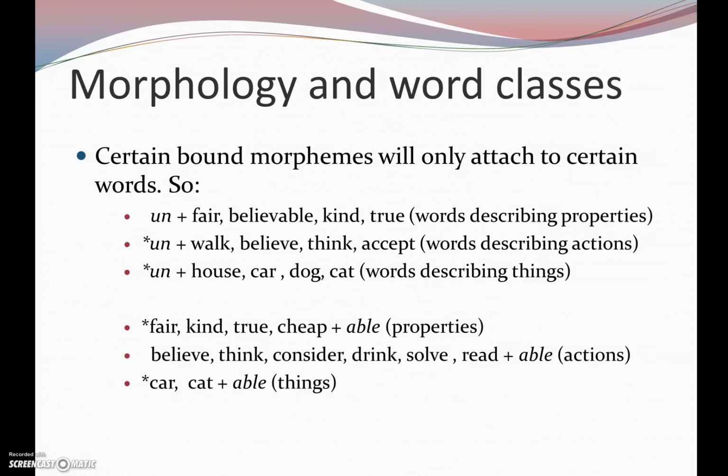So we can see that un likes to attach to words describing properties, but not words describing actions. We can then try to look at the affix able here. We can see that we can't say fairable, kindable, but we can say believable, drinkable, solvable, readable, and all of that. So here we see that able likes to attach itself to words describing actions, but not words describing properties.